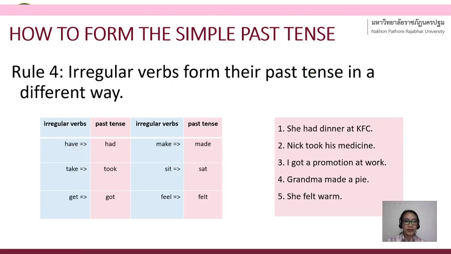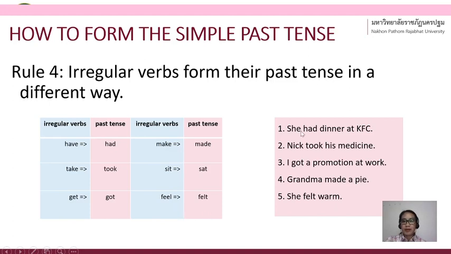Rule number four. These are irregular verbs. They form their past tense in a different way. Say, for example, irregular verb have, the past tense is had. Irregular verb take, the past tense is took. Irregular verb get, the past tense is got. Irregular verb make, the past tense is made. Irregular verb sit, the past tense is sat. Irregular verb feel, the past tense is felt.